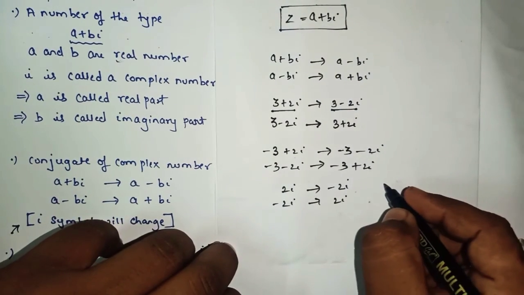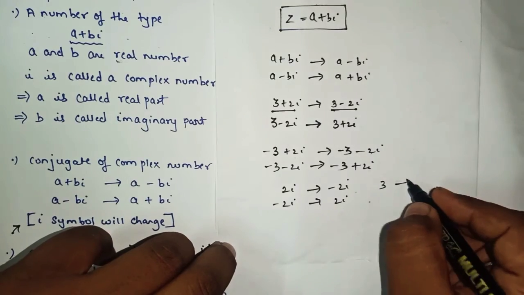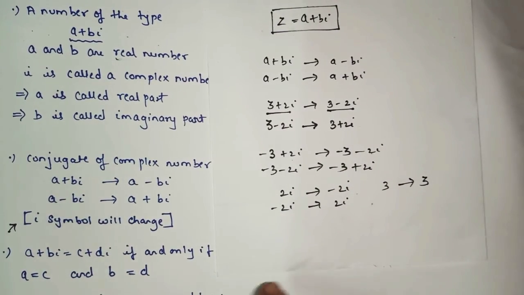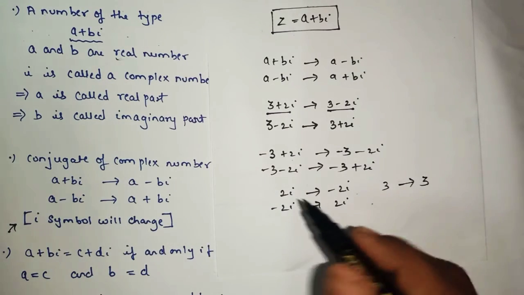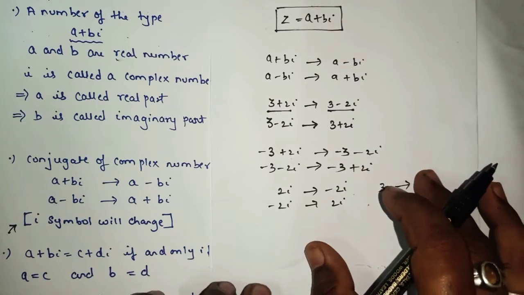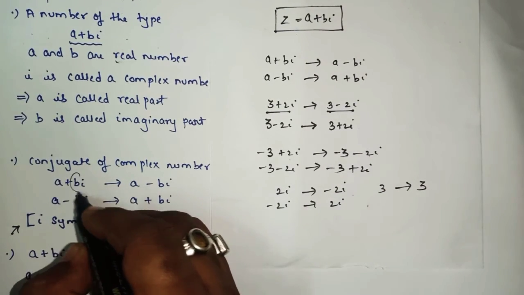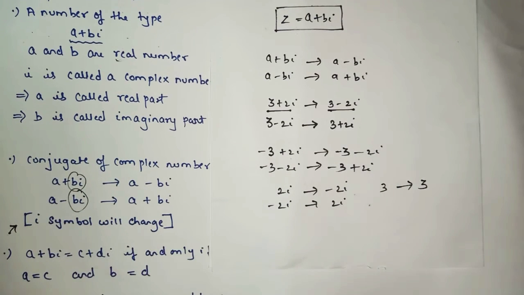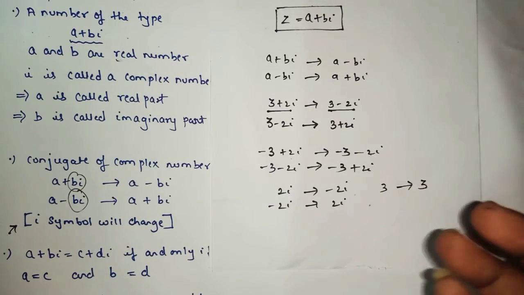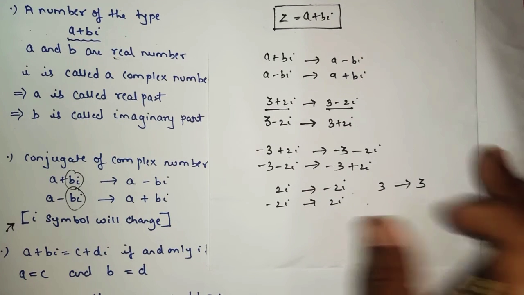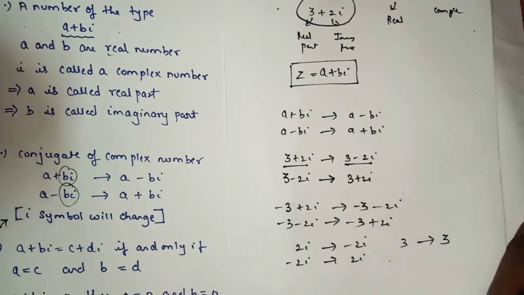Suppose only a number is there, what will be its conjugate? It will be the same, because the conjugate of a complex number means we conjugate the imaginary part. Yes or no? Just see the symbol of the bi part. Don't change the symbol of a. As i is not there, how can we conjugate this? So that will be the same. These are the small things which you have to remember.